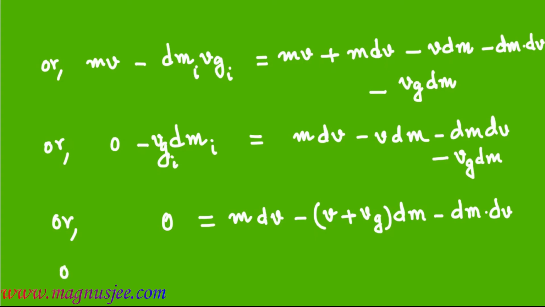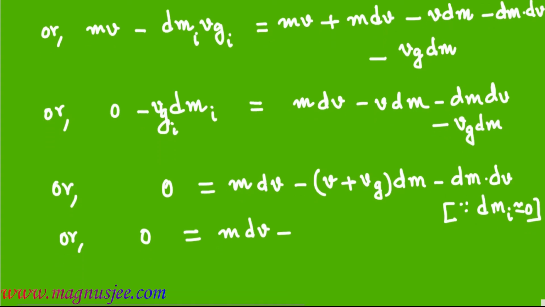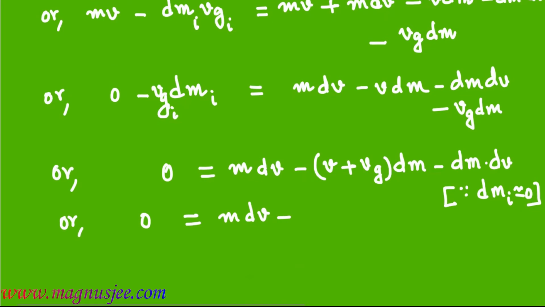In this case, a small amount of exhaust gases are released initially. That's why dmi is approximately equal to 0. So within brackets what we can write is dmi approximately equals 0, because initially a small amount of exhaust gases are released from the rocket. That's why dmi equal to 0. That is applied in the last line.